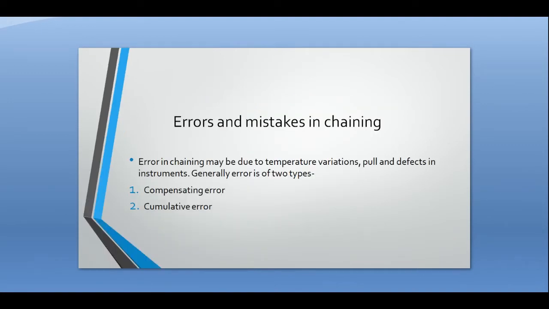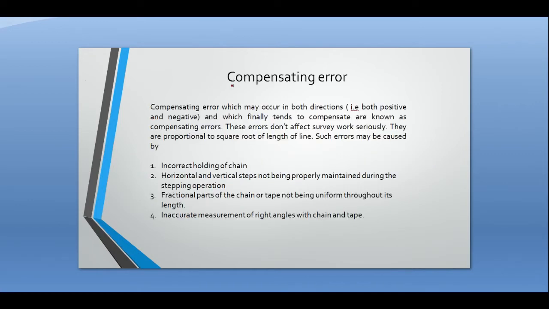While we discuss chain errors, there are basically two types of error. The first one is compensating error and the second one is cumulative error. Compensating error and cumulative errors are different, so we will discuss them one by one. The first one is compensating error. Now what is compensating error?